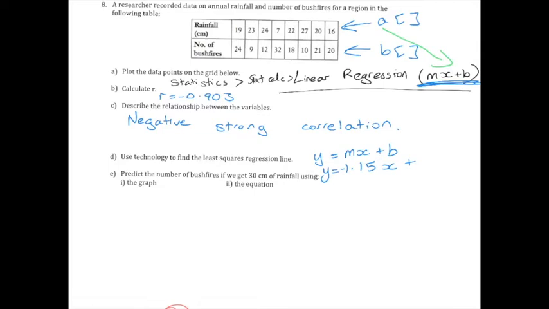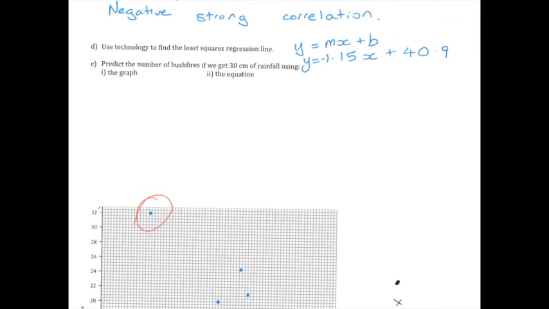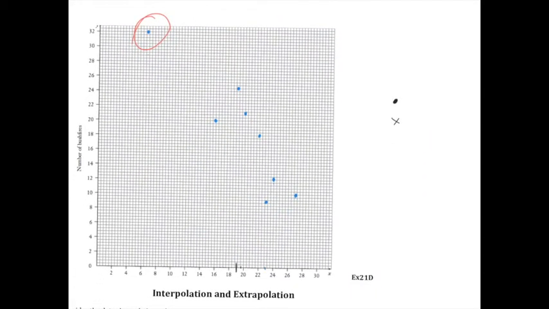40.9, beautiful. Now let's draw it actually. So y equals negative 1.15x plus 40.9. We haven't been asked to draw it, but what you could do is just sub in a couple of values. What values of x can we see on our graph so we can draw it?